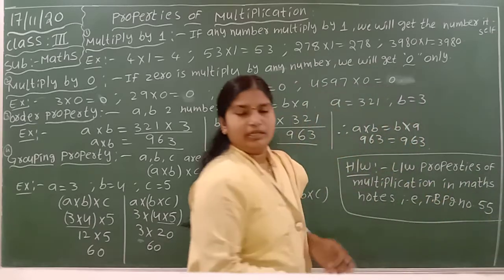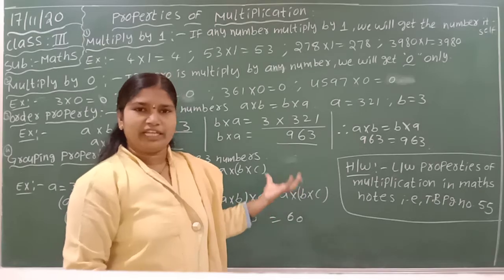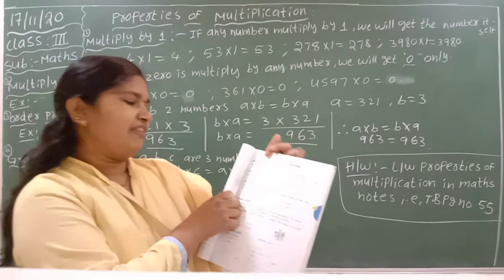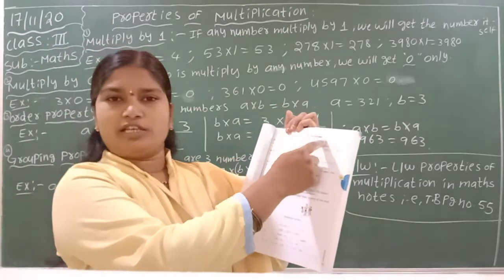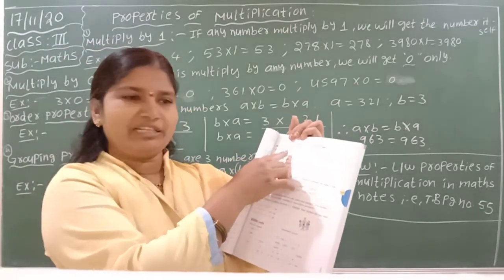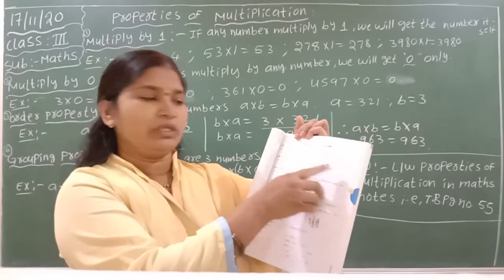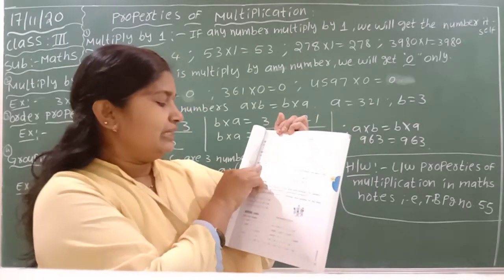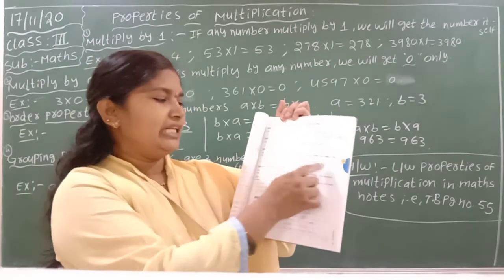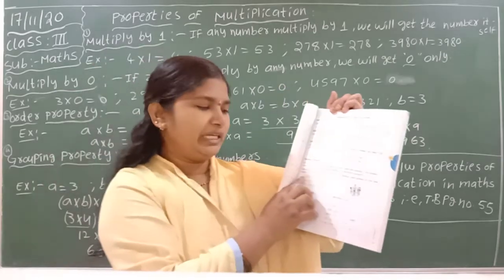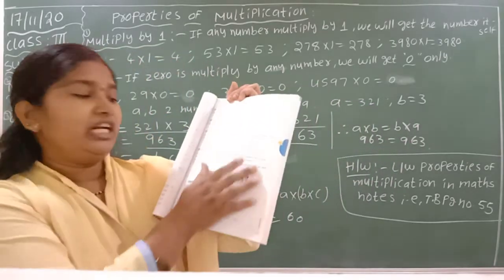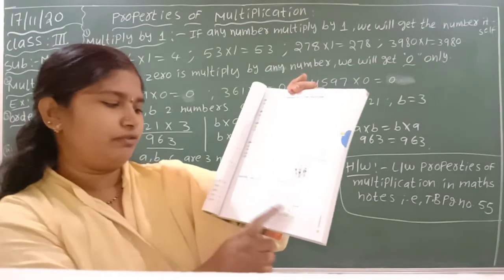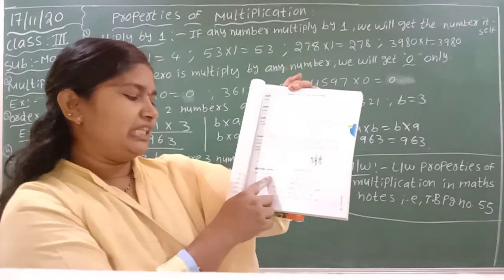Okay children. If you want, copy what I have given on the board. If you want, in your textbook page number 55 it is also there. See, properties of multiplication. Multiplication by 1, this one, with the examples. Multiplication by 0, these examples. Order property and these examples. Grouping property and examples. After this, complete in your maths notebook, you have to finish textbook page number 55, this bit also. Fill in the blanks.